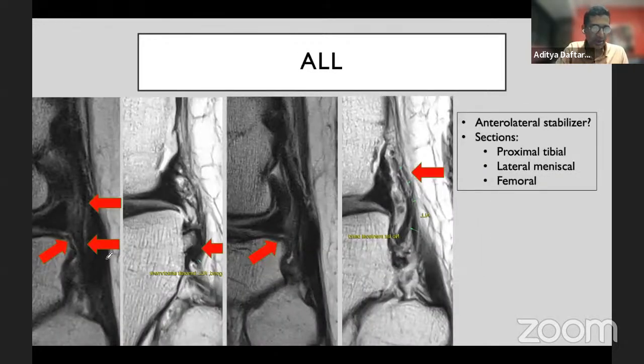The ALL is obviously a little controversial area, but you can see it as this slender, thin ligament. Here you can see a Segond fracture with bony avulsion here. Here you can see another example of the ALL right here. And here you can see the tibial attachment and the narrow femoral attachment going up here.